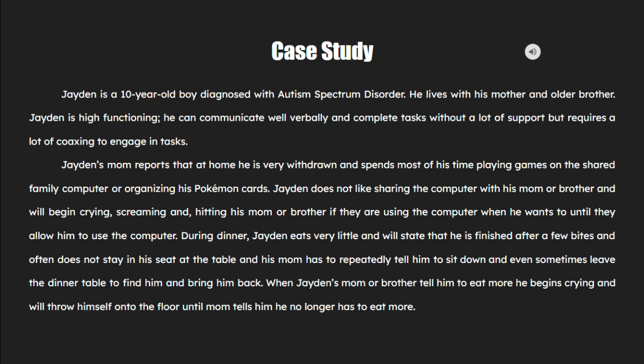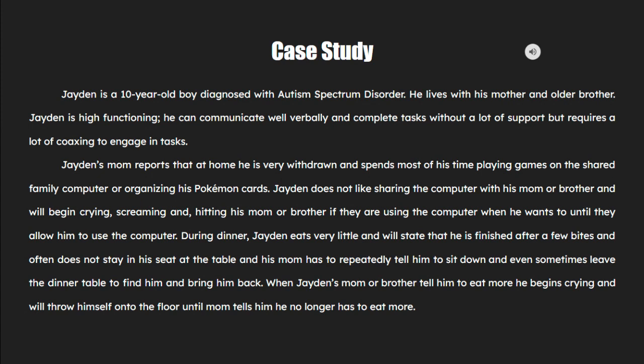Jaden doesn't like sharing the computer with his mom or brother and will begin crying, screaming, and hitting his mom or brother if they are using the computer when he wants to, until they allow him to use the computer.